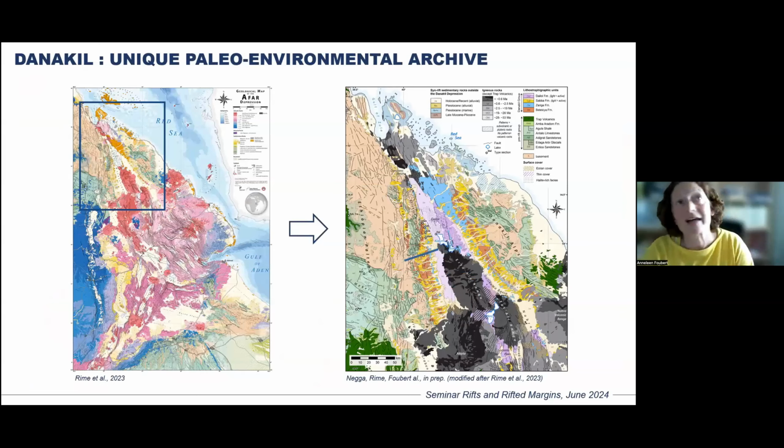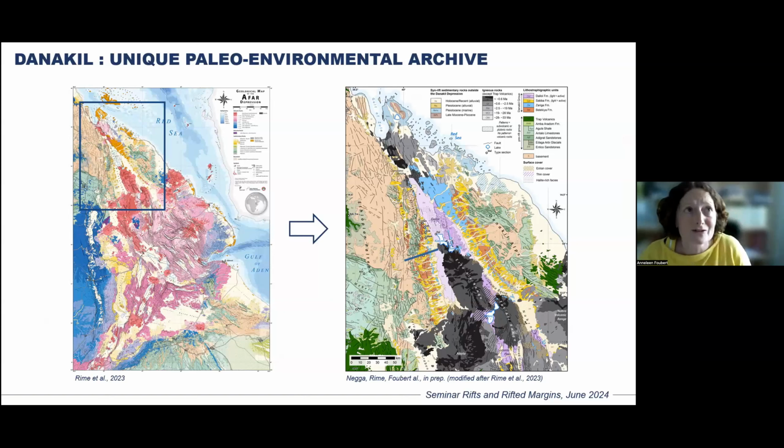Of course, due to the accelerated subsidence rates, you deposit a lot of sediments in a short amount of time, and this results in a high-resolution sedimentary record, which makes the Danakil depression of this part of the Afar particularly interesting to study paleoenvironmental change. So it also represents a kind of unique paleoenvironmental archive.